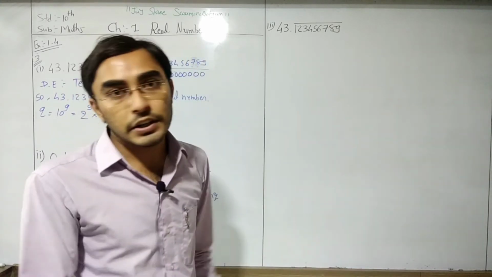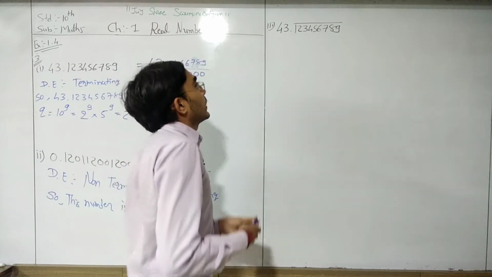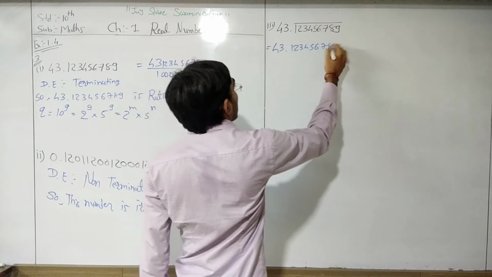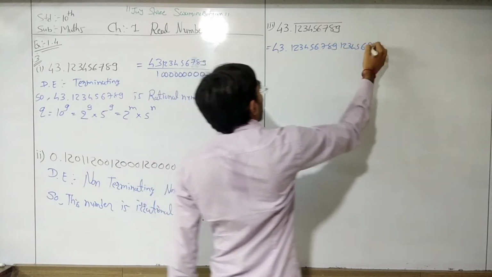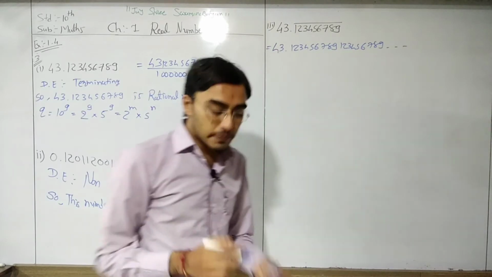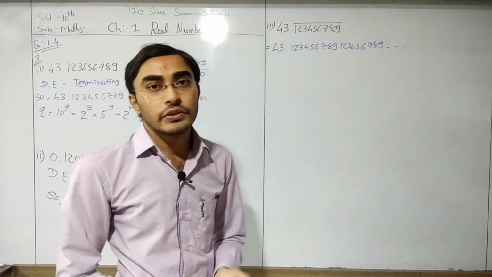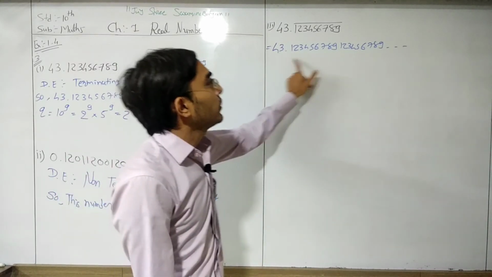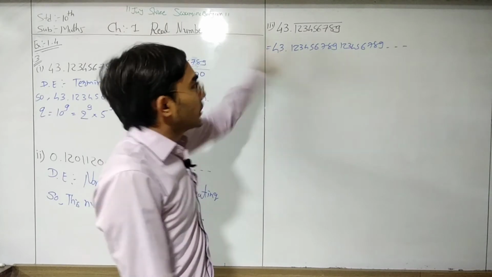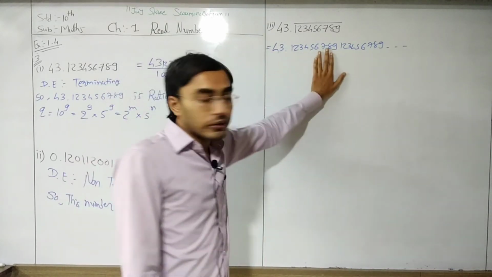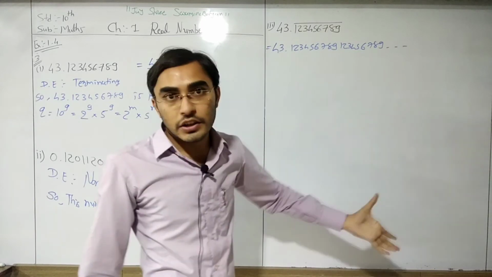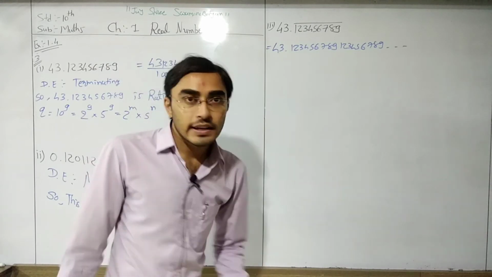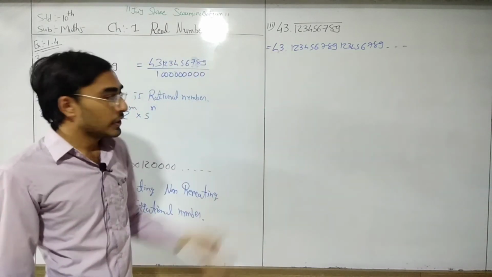It goes to an infinite number of digits, right? We can also write it in this form: 43.123456789123456789 and dot dot dot, which means it goes to an infinite number of digits. That means this number is non-terminating, but the digits are repeating. Just 9 digits are repeating here: 1, 2, 3, 4, 5, 6, 7, 8, 9. Again the same pattern, the same digits, right?